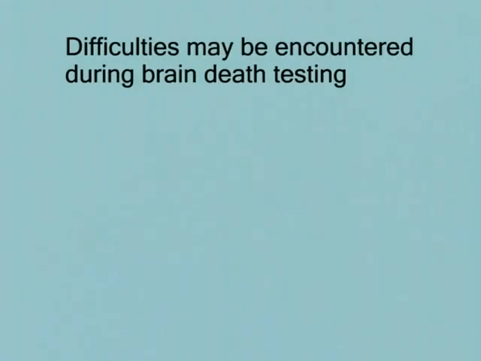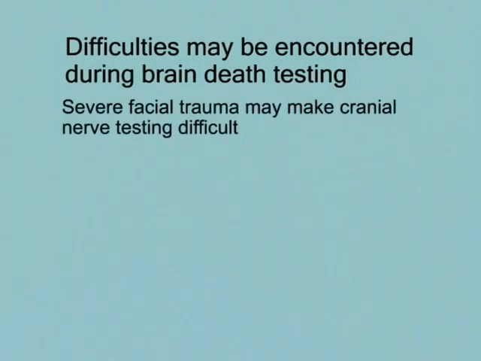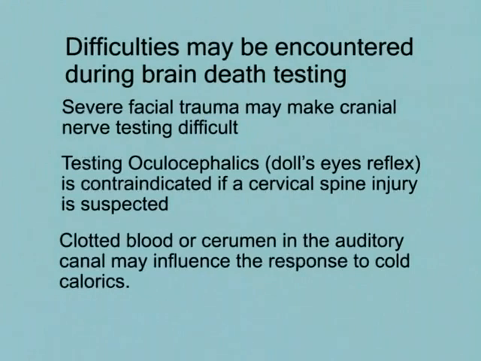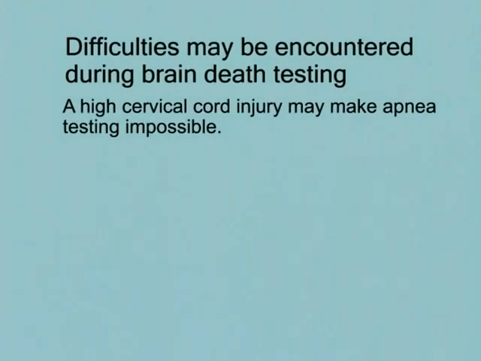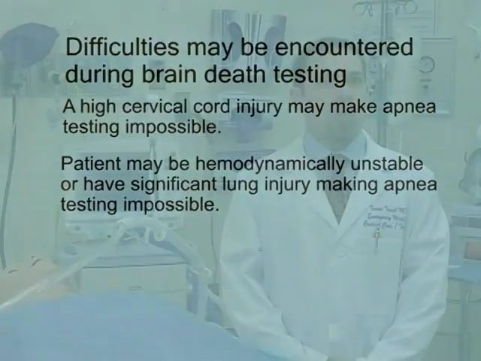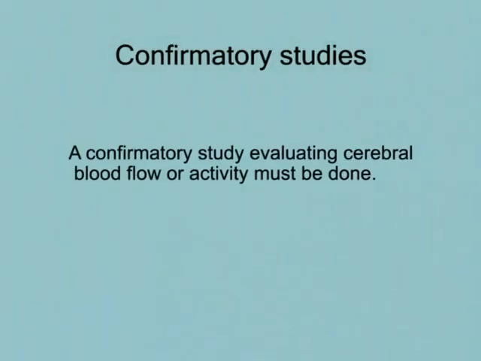Let's take a minute to discuss common difficult situations during brain death testing. Severe facial trauma may make cranial nerve testing difficult or simply impossible. For example, testing oculocephalics, the doll's eyes reflex, is contraindicated if a cervical spine injury is suspected. Clotted blood or cerumen in the auditory canal may influence the response to cold calorics. A high cervical spine injury may make apnea testing impossible. And lastly, the patient may be hemodynamically unstable or have significant lung injury, making apnea testing impossible. When any of these situations makes it difficult or impossible to complete the entire clinical brain death evaluation, a confirmatory study evaluating cerebral blood flow or activity must be done.